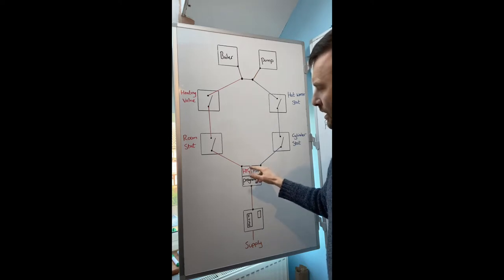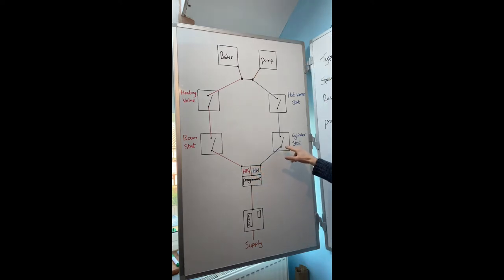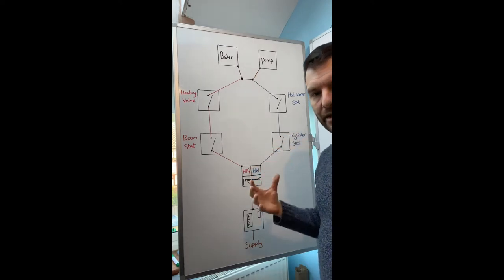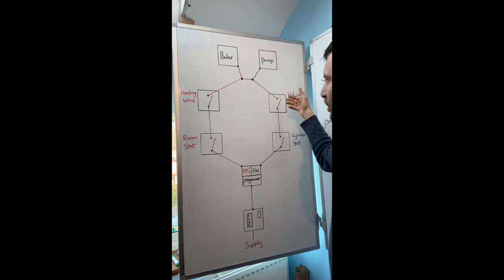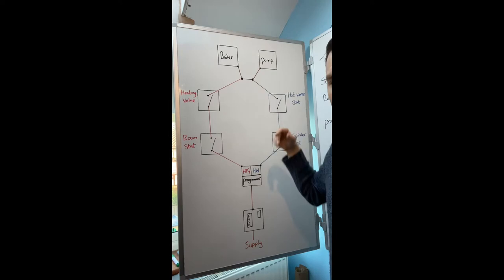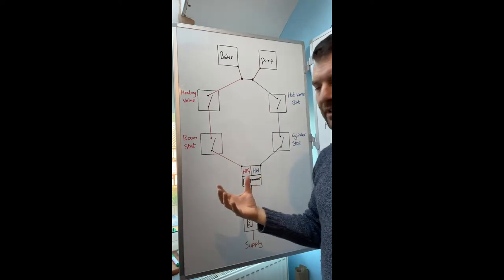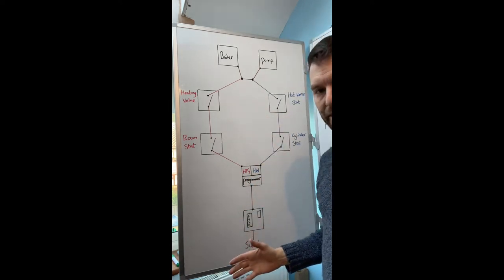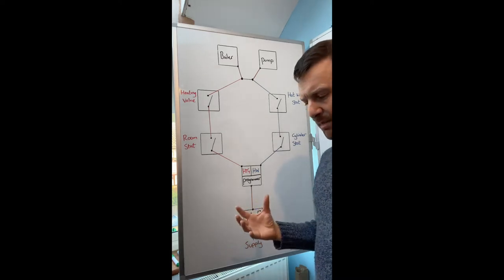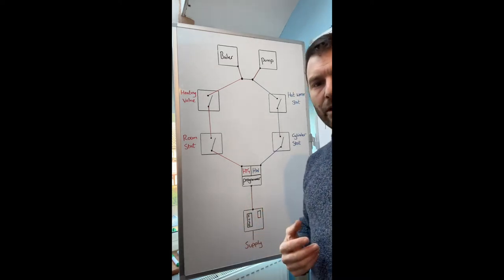So, same with the hot water. Hot water goes to a cylinder stat on the tank, and then that tells the hot water valve to open, and then that valve switches on the boiler and the pump, okay? And that is it in its simplicity. So let's think about some faults that you might get on a boiler system.